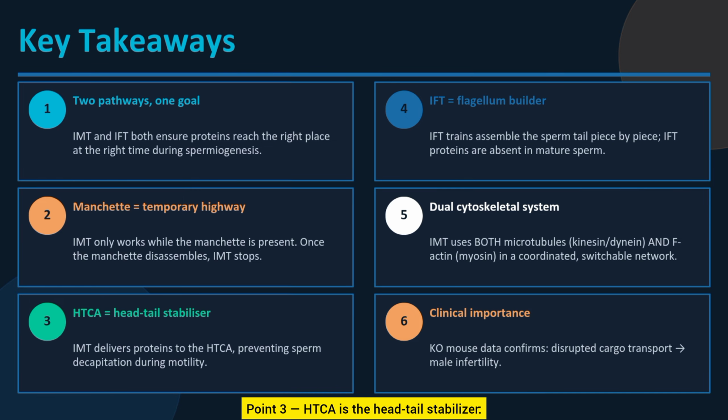Point 3. HTCA is the head-tail stabilizer. IMT delivers structural proteins to the HTCA. Without a properly formed HTCA, the sperm head can detach during motility. Point 4. IFT builds the flagellum. IFT trains assemble the sperm tail protein by protein. Notably, IFT proteins are completely absent in mature sperm. They are only needed during development.